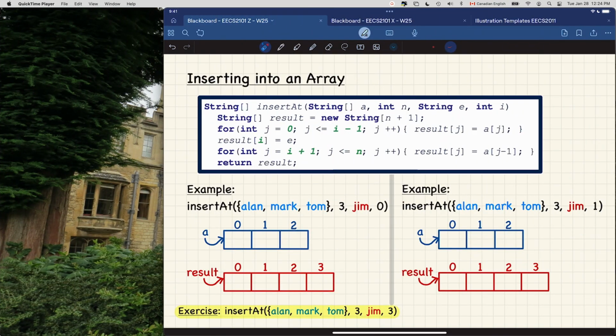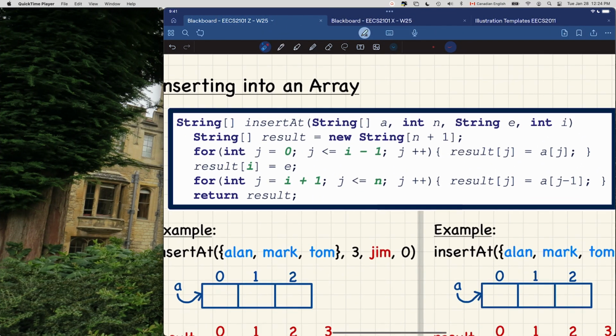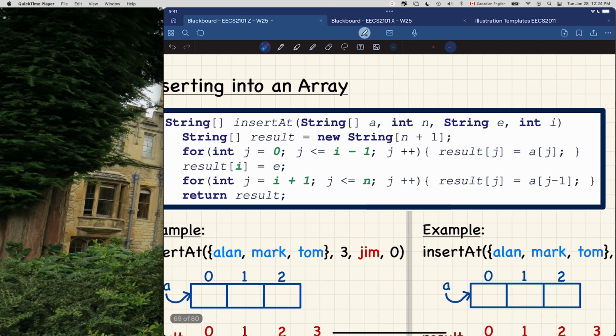All right, why don't you guys take a look at this code here just for one moment, okay? And then we're going to work out exactly how that works.